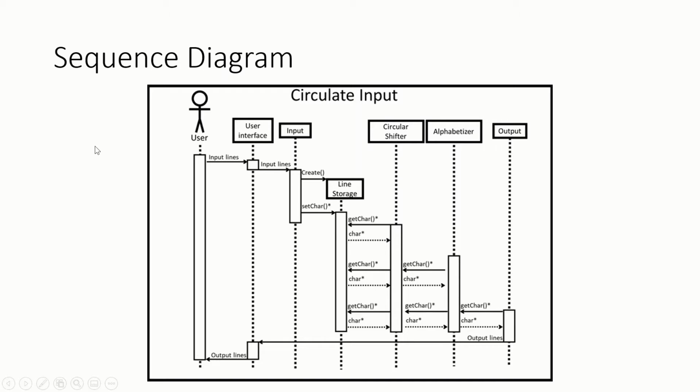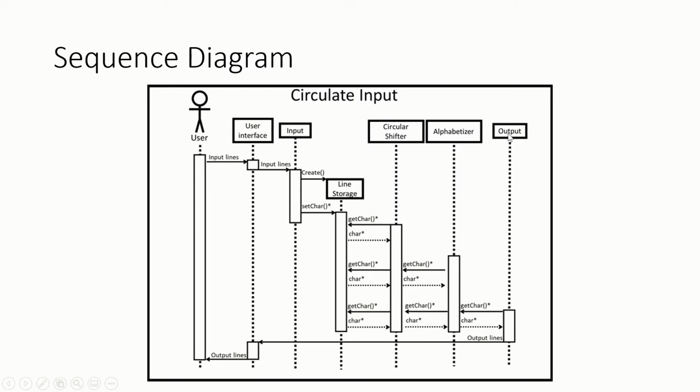Let's talk about the sequence diagram. It starts with the user inputting lines to the user interface, which takes those input lines to the input component, which will create a line storage with the input lines that were given it. And when a circular shifter asks for a character from that line, it'll give it the character. And when an alphabetizer asks for a character from the circular shifter, it'll pass that down to the line storage, and that character will be passed all the way back up to the alphabetizer.